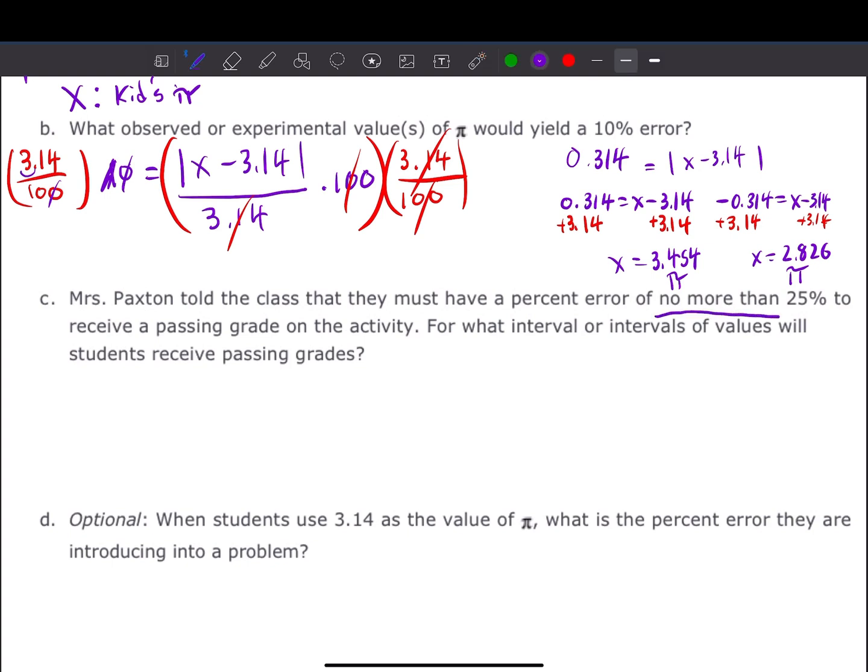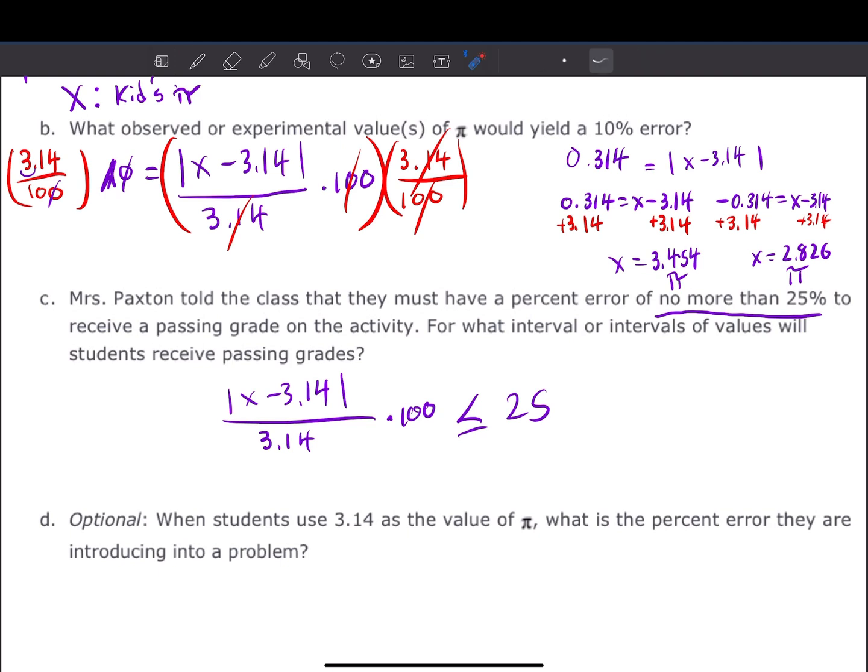This phrase, no more than 25%, all we do is we take the same equation, the absolute value of x minus 3.14 over 3.14 times 100, just because you could just erase the 100 right now and then write it as a percentage. So I'm just going to multiply by 100, show you how it works, is less than or equal to 25. So that's how we stay no more than 25% error. Because we can be 25% and you'll pass. You're right on the edge of it, but you'll pass. But we should be below or equal to 25%.